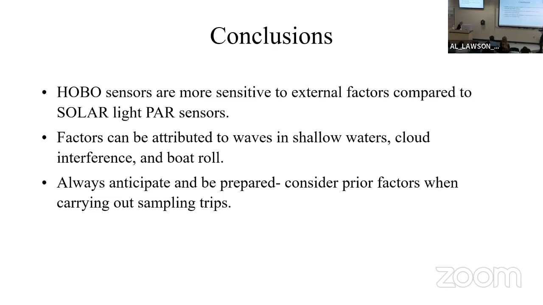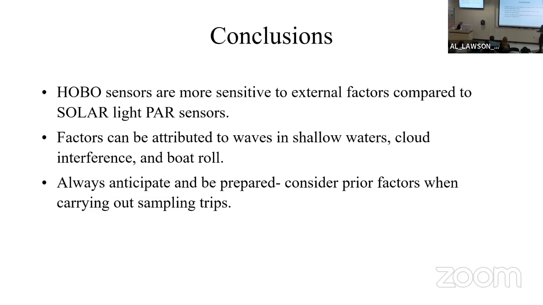Concluding this research, we pretty much said that though Cobo sensors are reliable in the long term, they are more sensitive to external factors when compared to solar light bar sensors. These factors are mainly attributed to external factors out of our control. This can be cloud interference, weather, wave action, and the boat position. So we must always anticipate and be prepared for the worst.